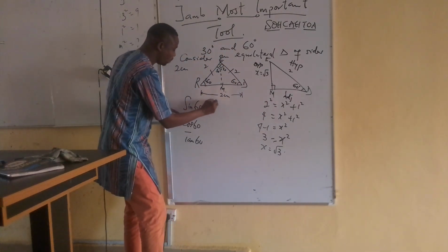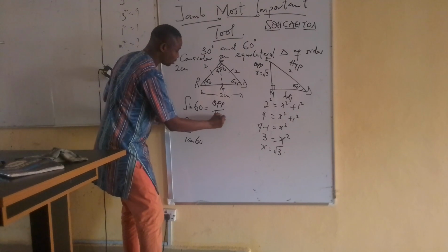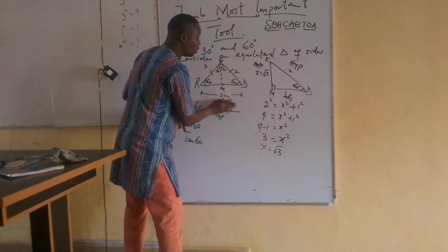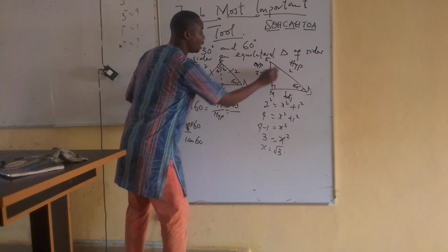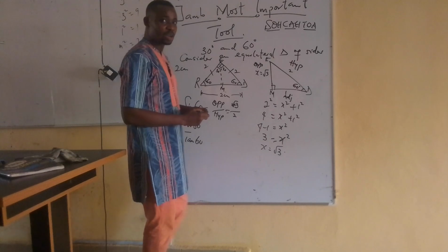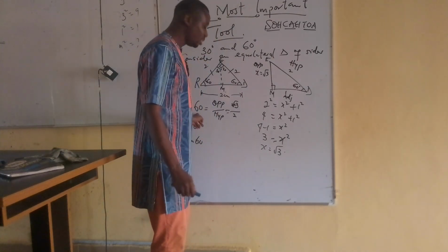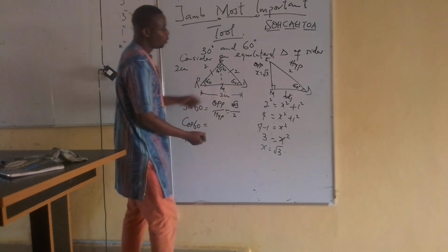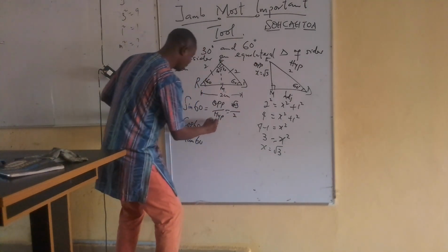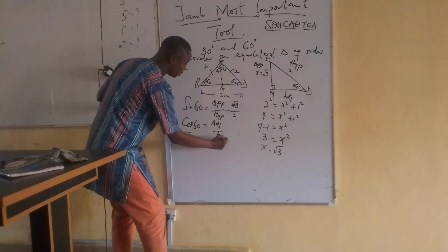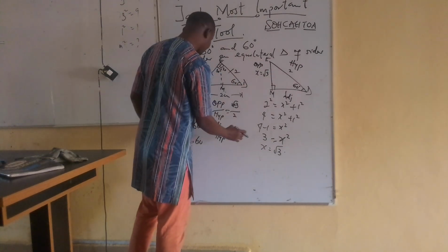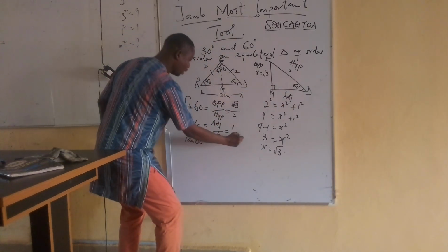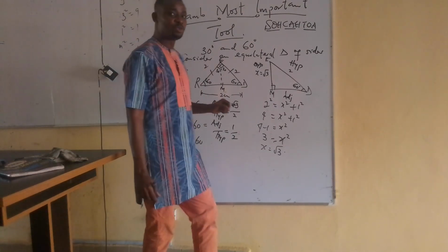So let's fix this. What is sine 60? Opposite over hypotenuse. What do we get? Opposite is root 3. Then hypotenuse is what? 2. So if you try your calculator, use your calculator for sine 60, you will get root 3 over 2. Go back and look for cos 60. Cos is CAH, which is adjacent over hypotenuse. Adjacent here is 1. 1 over hypotenuse, which is 2. We have 1 over 2. If you punch cos 60, you still get 1 over 2.